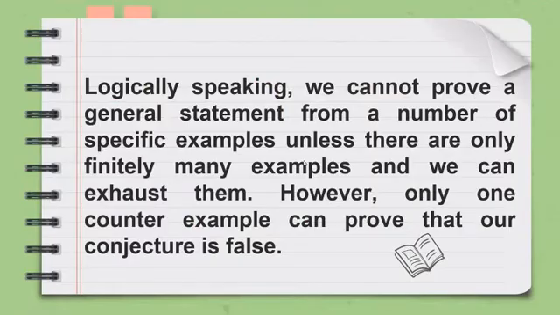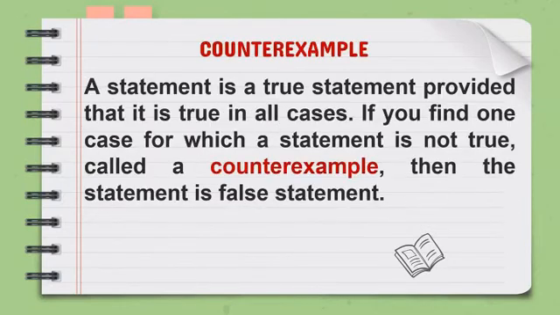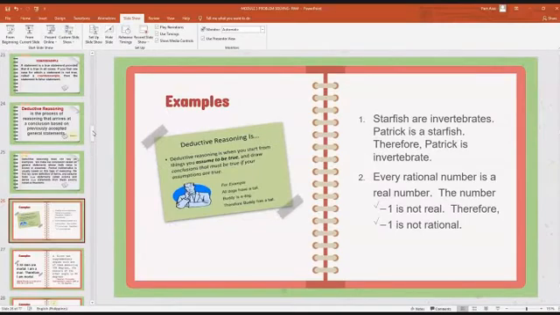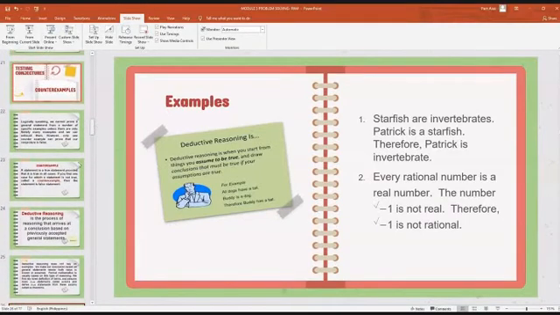So we have what we call a counter example. Logically speaking, we cannot prove a general statement from a number of specific examples, right? Like one, sabi ko, the sum of two odd numbers is always even. So, alangan namang ilagay mo lahat ng examples of adding all odd numbers, di ba? So one way to disprove it is to provide a counter example.